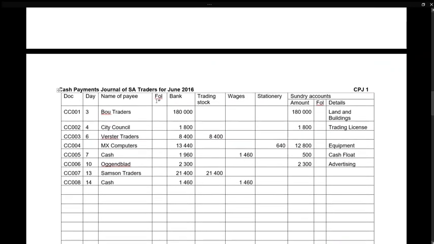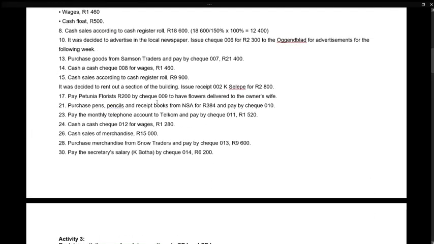There we go. Right, next transaction took place on the 15th. Cash sales according to the cash register roll, 9,900. We need to calculate cost price again. So 9,900 Rand divide by my selling price percentage of 150% and multiply by my cost price percentage because that's what I need. Let me just quickly calculate it. That should equal 6,600 Rand.